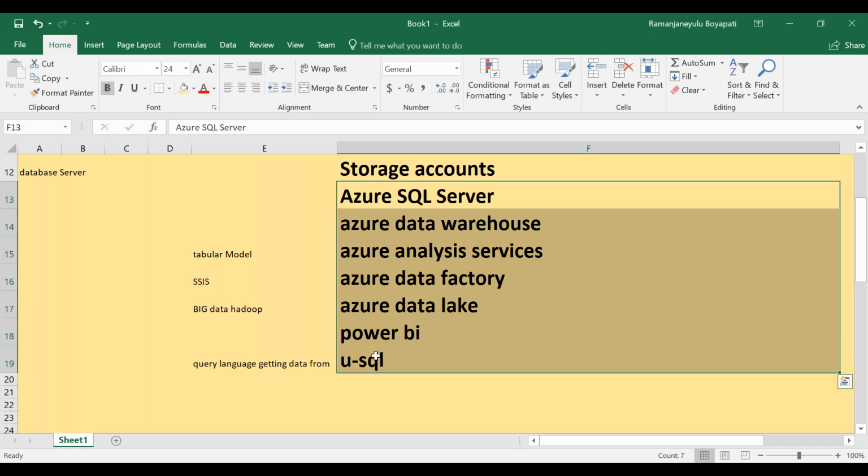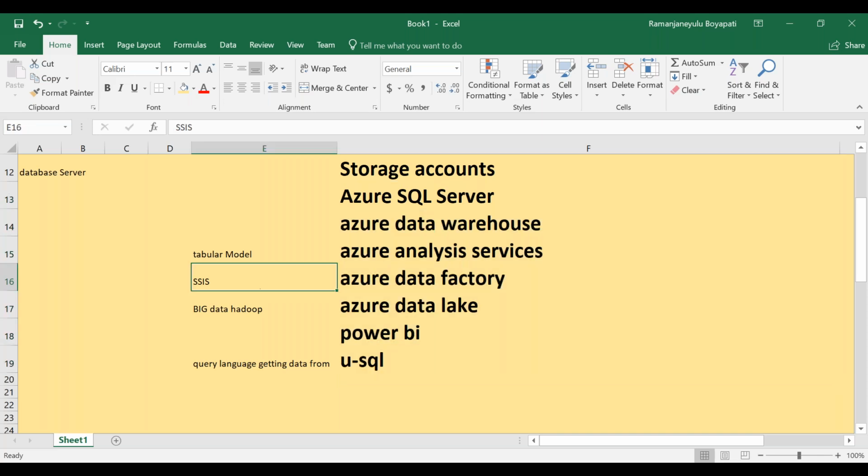Our primary focus is only on these technologies. These are the services in Microsoft Azure.